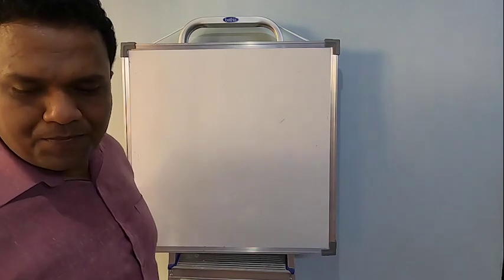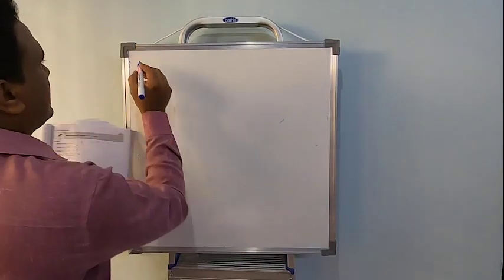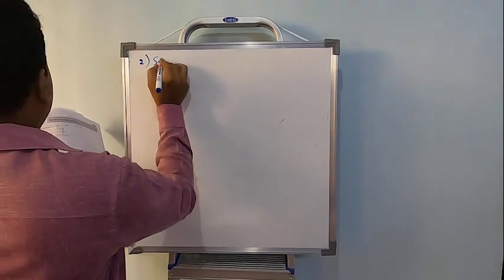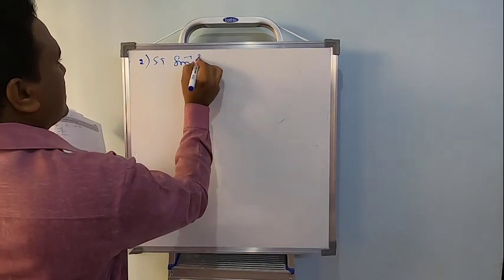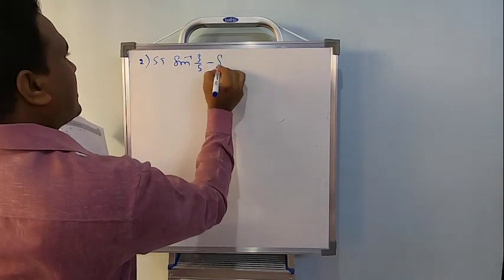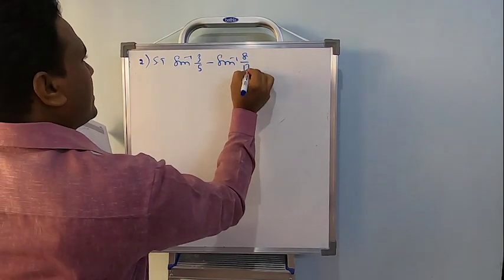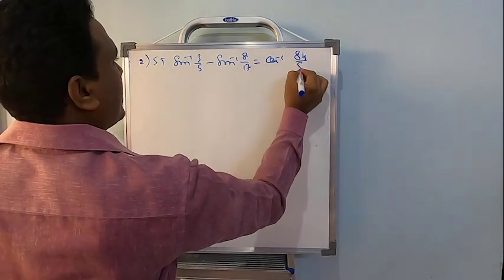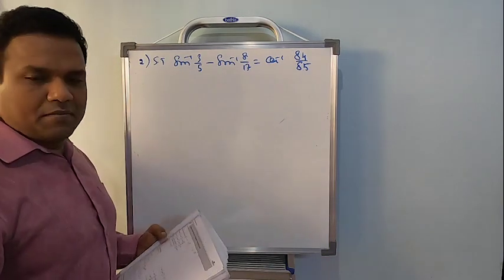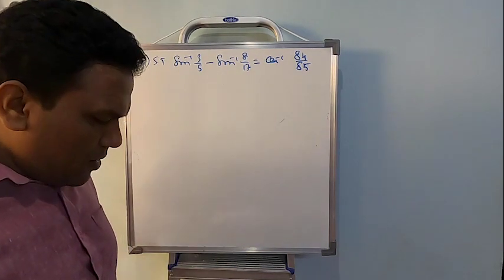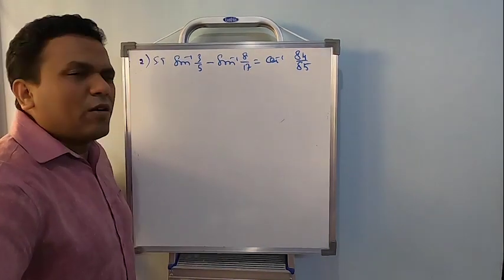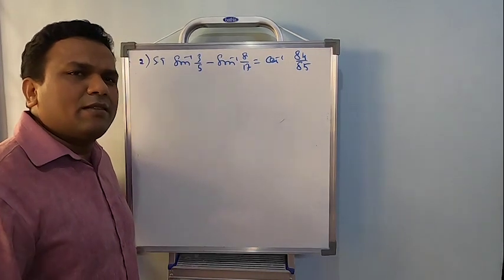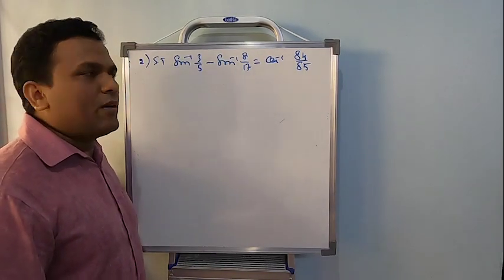Second problem. In this second problem, show that sine inverse 3 by 5 minus sine inverse 8 by 17 is equal to cos inverse 84 by 85. Now, wonderful. We have not done many problems of this kind. One problem of such kind has been done. Not many problems, and now let us do it.